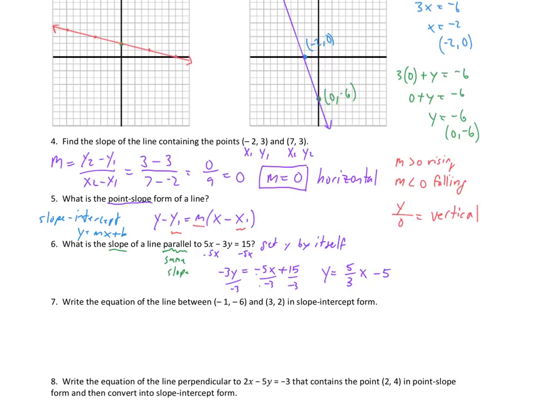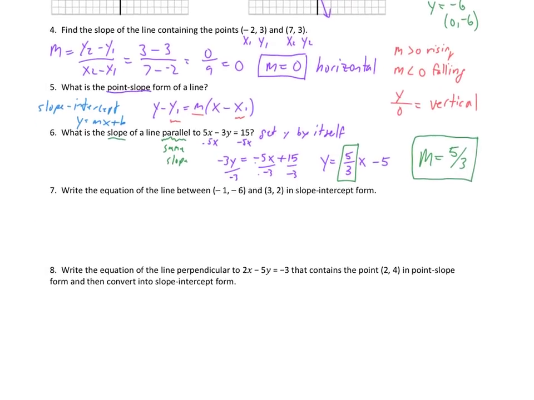But all they asked us for was the slope, so just say that m equals 5/3. So the slope of a line parallel to the line we were given would be 5/3, or 5 divided by 3. So it would rise 5 and run 3.